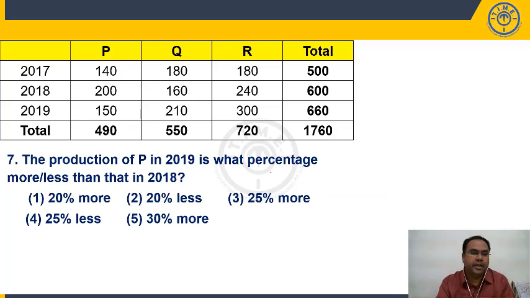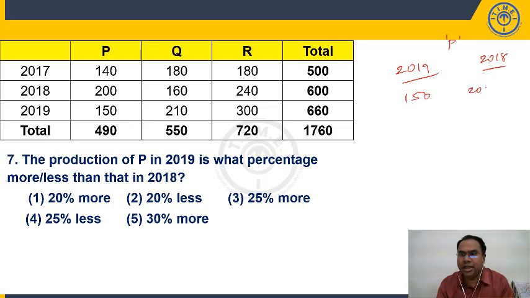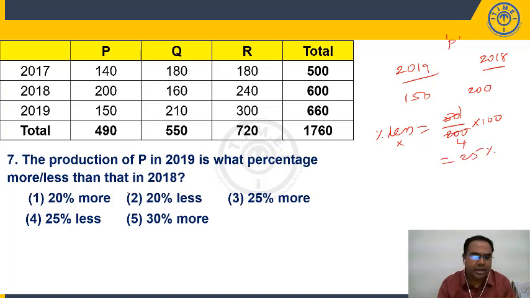Third option. Seventh question. Production of P in 2019 is what percentage more or less than 2018? If you take P, 2019 is 150, 2018 is 200. Clearly it is less. Percentage less we have to find out. Difference 50. Opposite of less is the larger value, 200, into 100. 50 by 200 is 1 by 4. 1 by 4 is 25%. So 25% less, it is present in the fourth option.